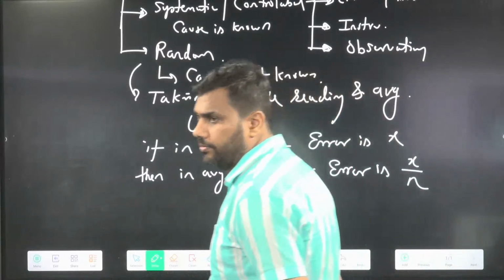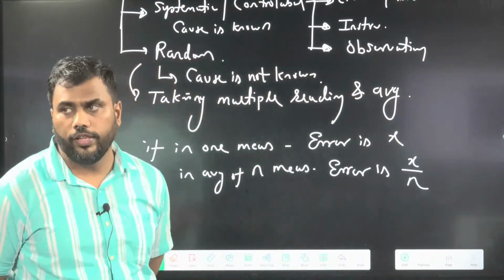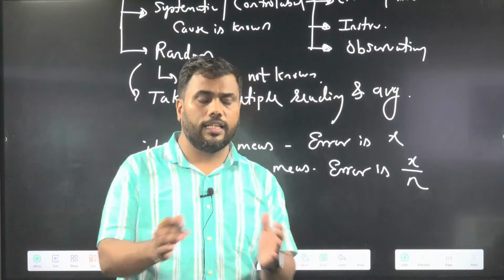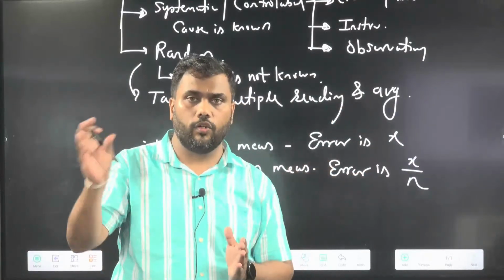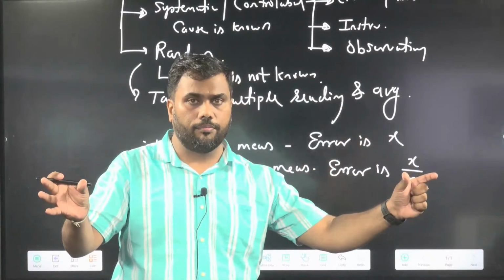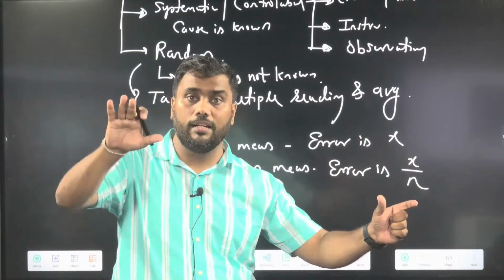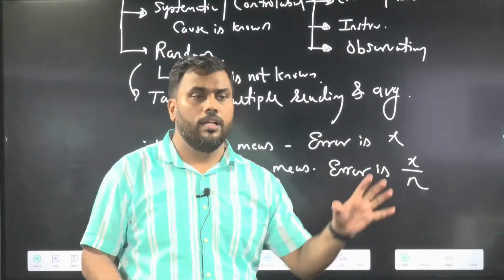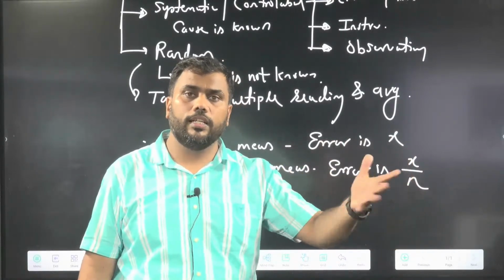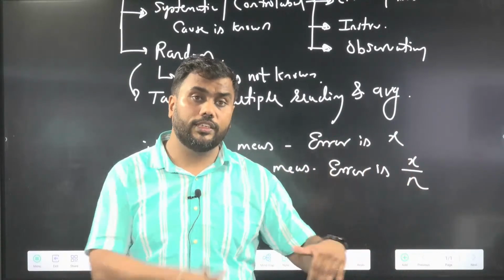Everyone, is this point clear? We can divide errors into two categories: controllable or systematic, and random. I cannot control random error, but I can minimize it by taking an average. Systematic error, the cause of systematic error is known to us. That's why we can control them.